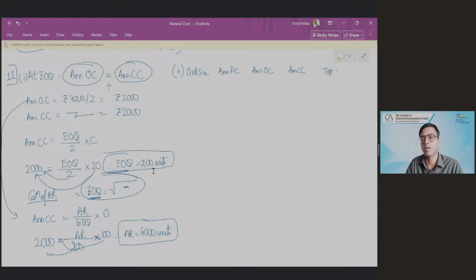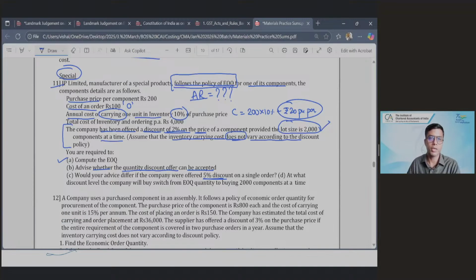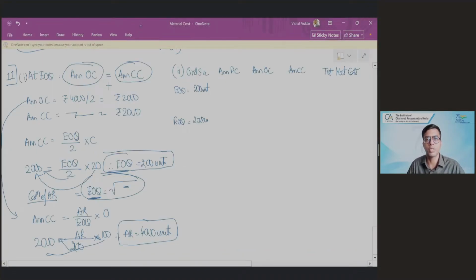total material cost. This I'll do for two things. One is my EOQ, which is 200 units, and one is the ROQ. What is the ROQ? The supplier has given me the option of placing an order of 2000 quantity. If I do that, he will give me a discount of 2%. So ROQ is 2000 units with 2% discount.